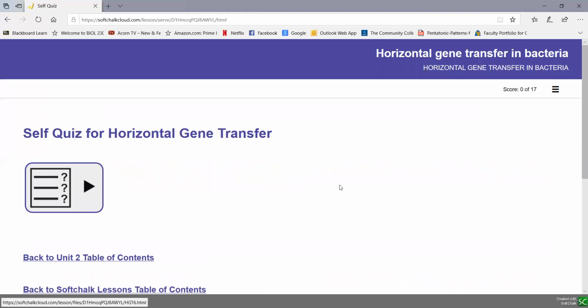And finally, there's our self-quiz over the whole SoftChalk lesson on horizontal gene transfer that you can do. So that is horizontal gene transfer in bacteria.